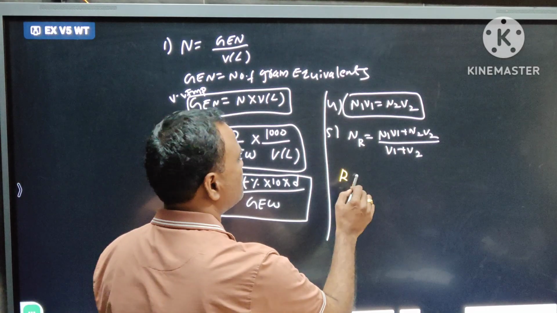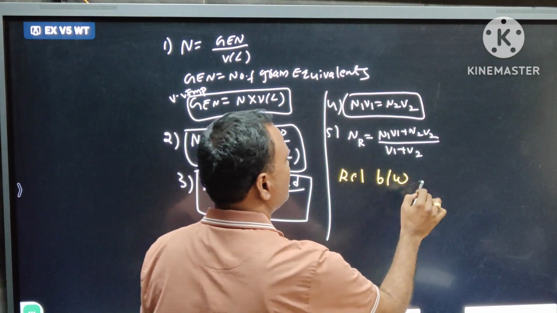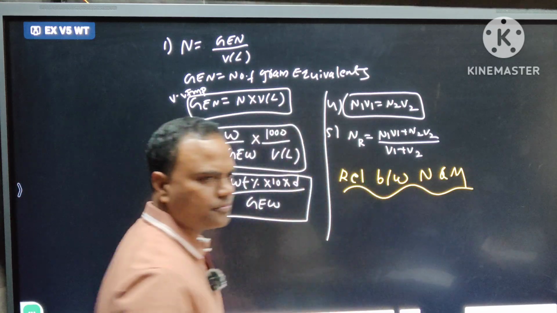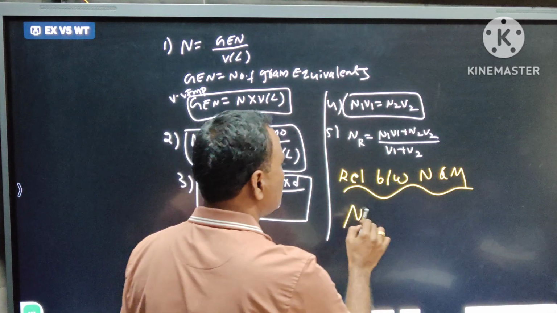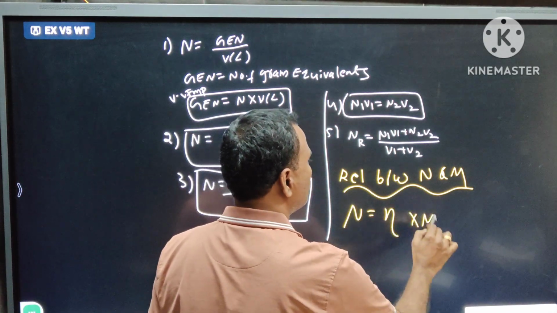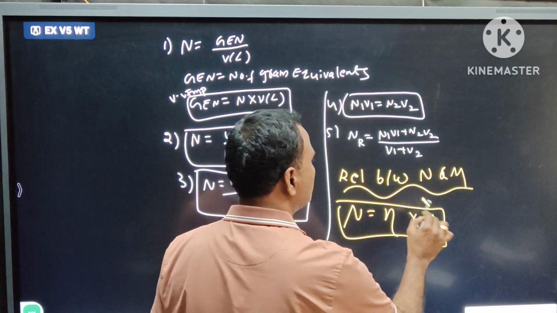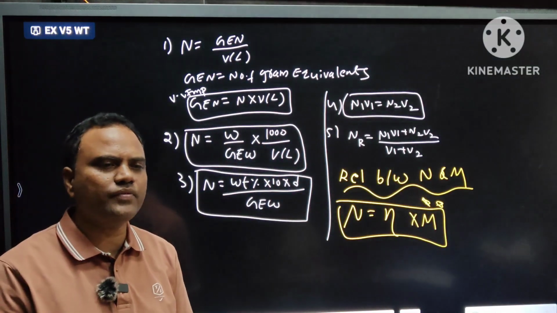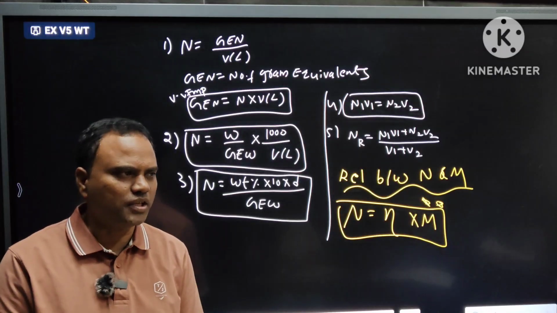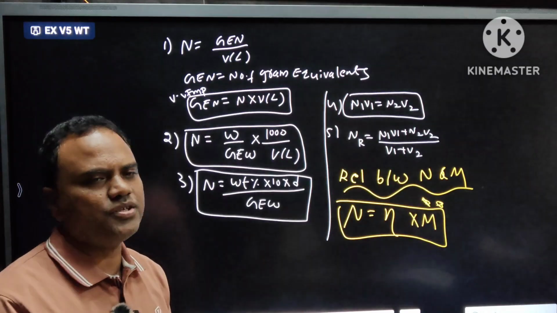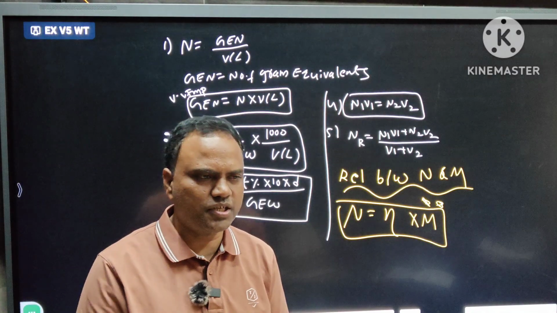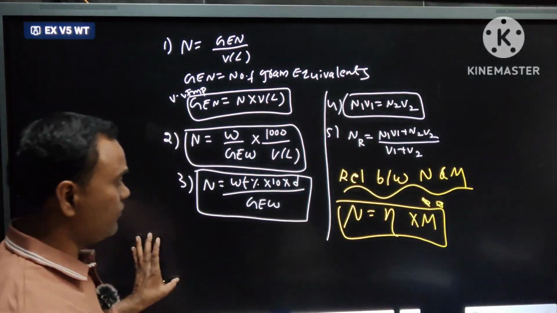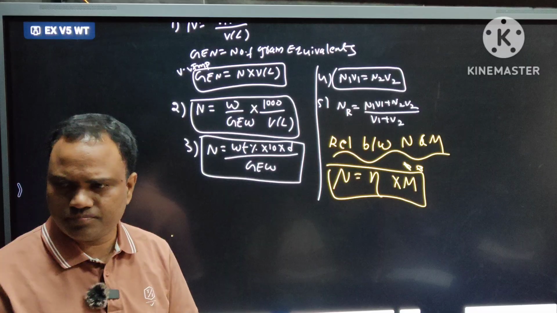Next, relation between normality and molarity. Normality is equal to N factor into molarity. This is also an important relation. You know what is N factor? N factor is nothing but basicity in case of acids, acidity in case of bases. Already we finished N factor concept also.